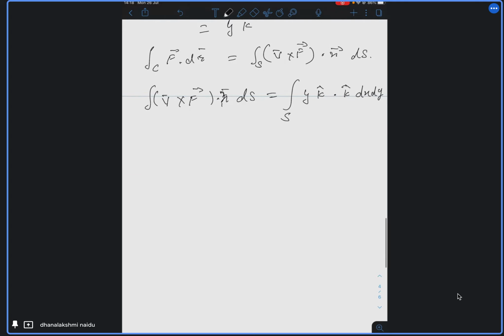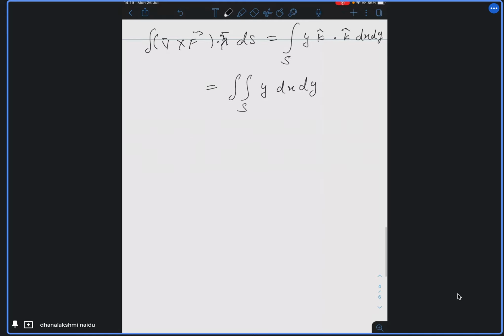Yes, ma'am. So this value is nothing but the double integral over S of y dx dy. Now you have to find the limits, and here the region is bounded by the square. It's already given. So if you draw it on the xy plane, x = 0 is the y-axis, y = 0 is the x-axis, x = a, y = a. So you are going to get a square.